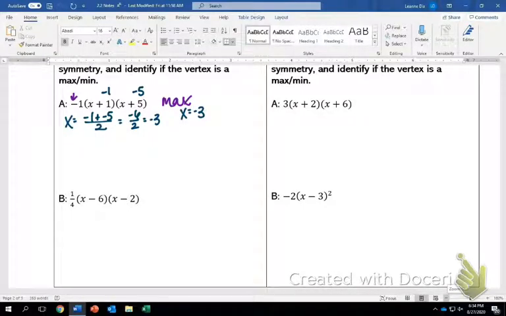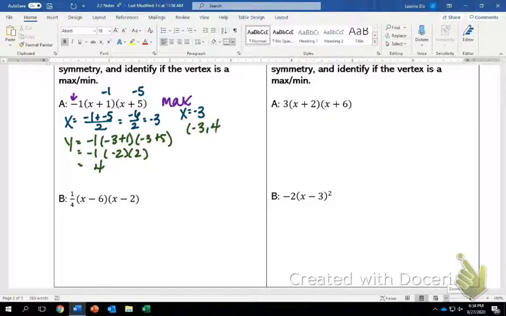Once I'm done with that, I can now plug that -3 back in to get my vertex. So that's going to be y equals -1 times, plug in that -3, plus 1, plug in the -3 again, plus 5. Do some math. You should end up with a -2 and a +2 multiplied together, and you should get a 4. So my vertex is going to be -3, +4.